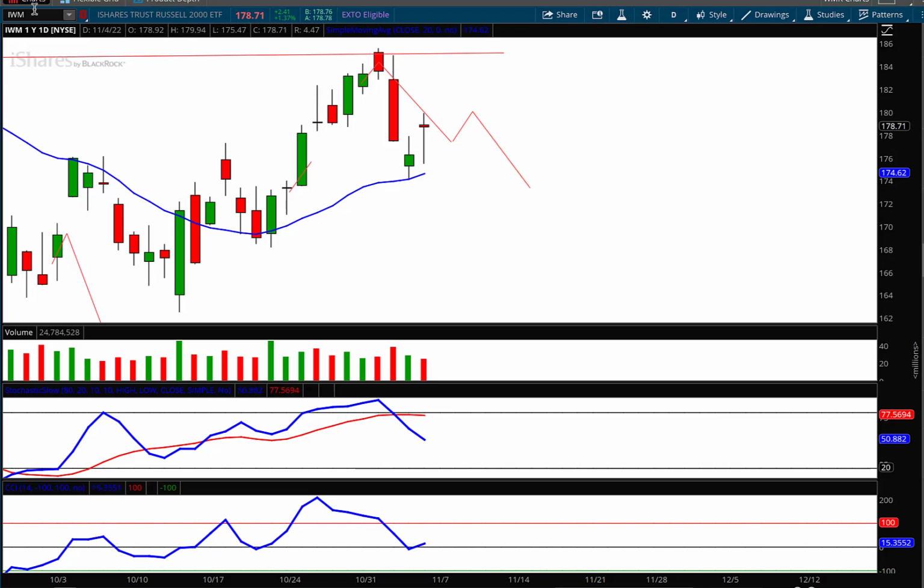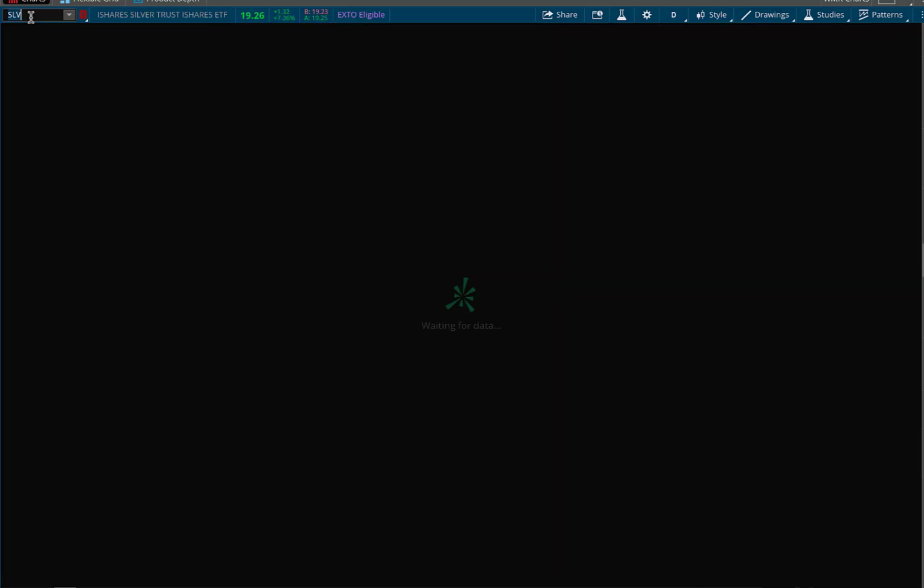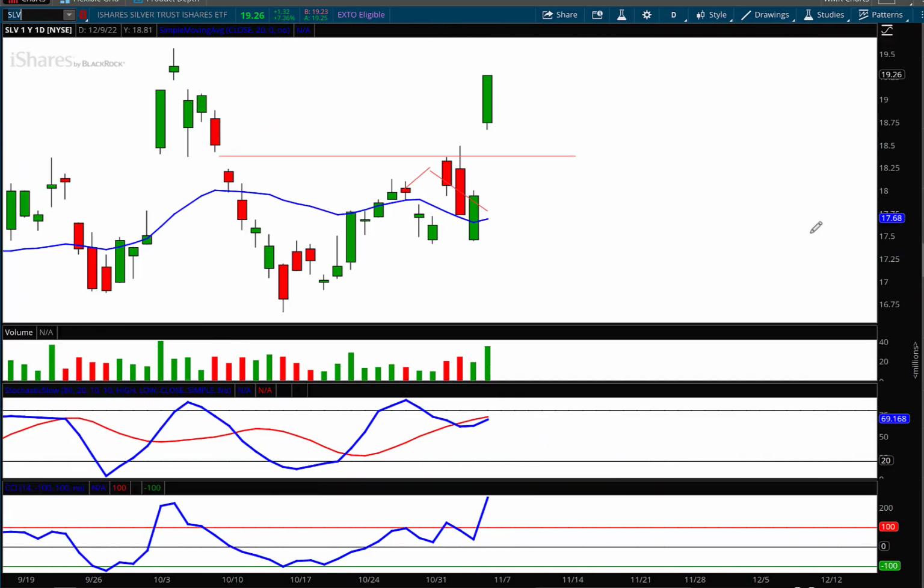173.35. So we have the VIX, we have the Spyders, we have the Diamonds, we have the IWM. That's what we're looking at. But I want to do a shout out here for silver. Check out silver. We had a big move higher on silver.